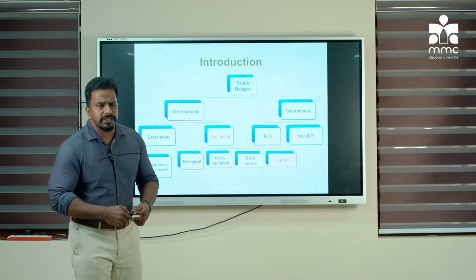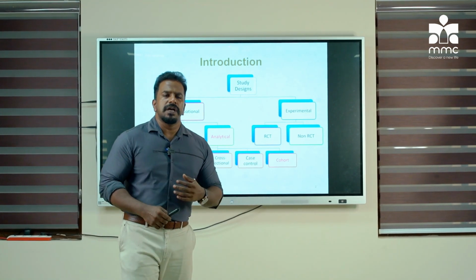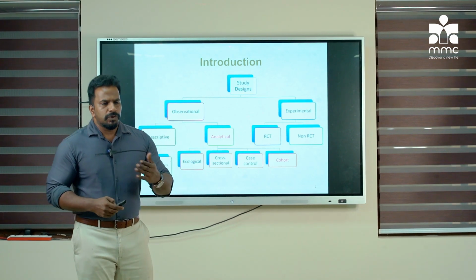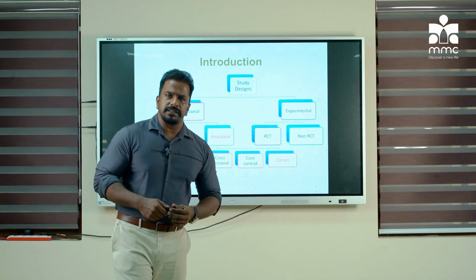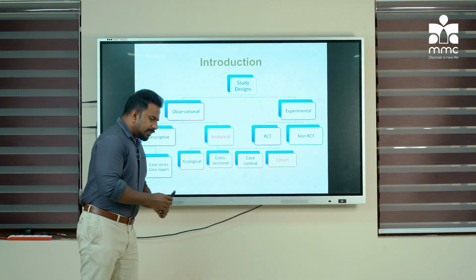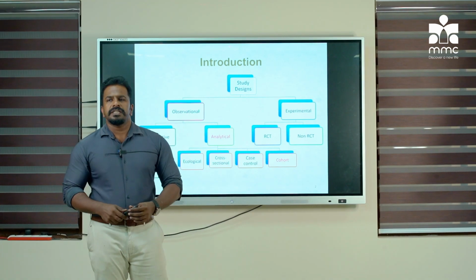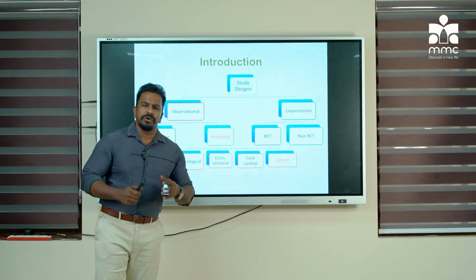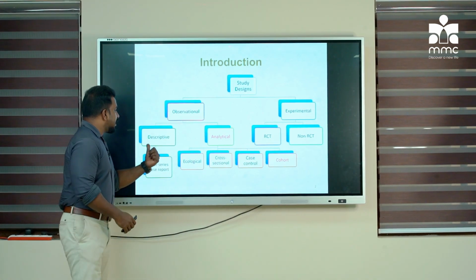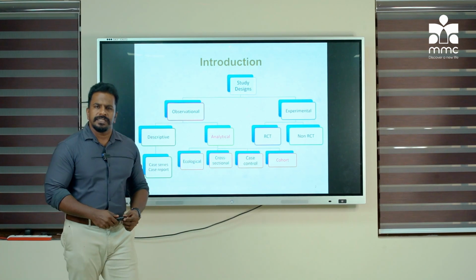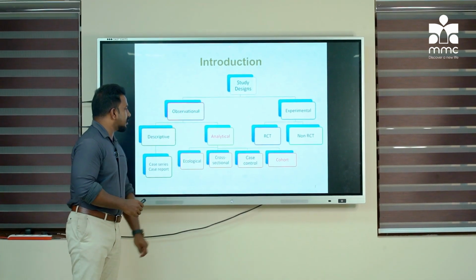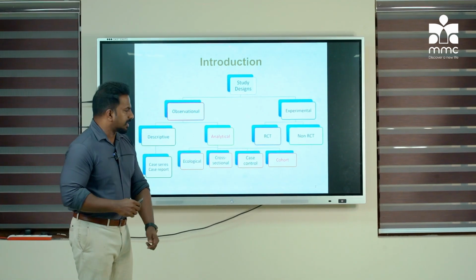An investigator will be observing 50 smokers, observe them for the coming 5 years, and look for who all developed lung cancer. That is a classical example of an observational study. The main difference from experimental is that he will be just observing. He will not do any intervention. Observational can again be classified into descriptive and analytical.